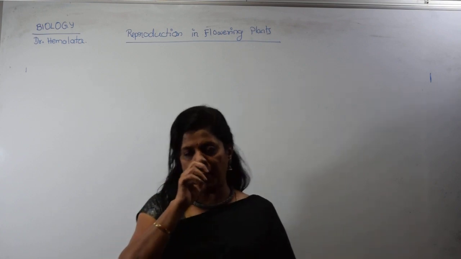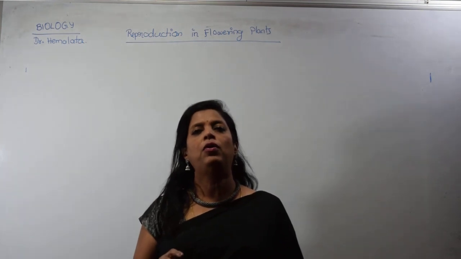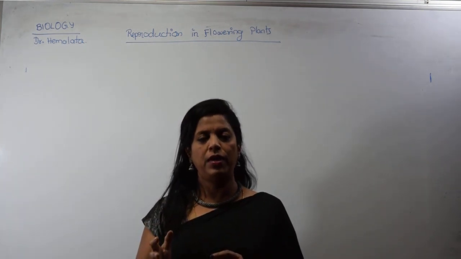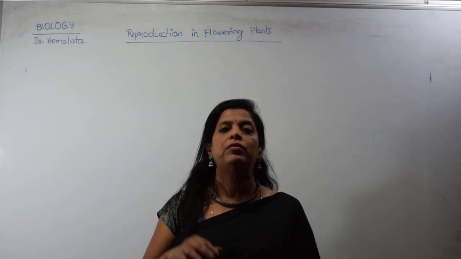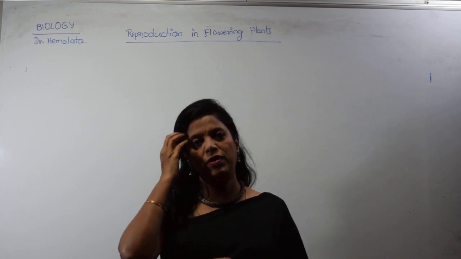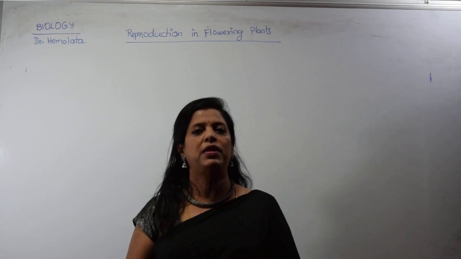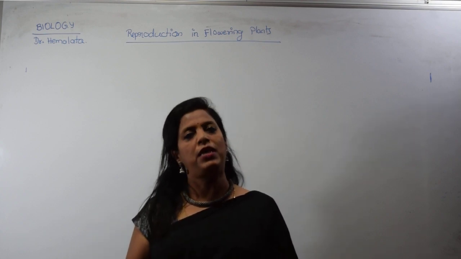Then some of the plants will undergo compulsorily self-pollination. Those are normally closed flowers, like Commelina. They are closed flowers. That is one of the plants, but most of the plants which are open are called chasmogamous flowers. They undergo compulsorily cross-pollination. Sometimes if the cross-pollination fails, they undergo self-pollination.